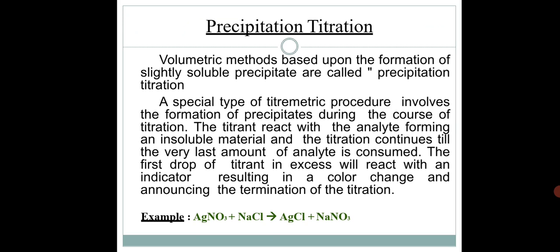So, the titrimetric procedure involves the formation of a precipitate during the titration, and in this titration the titrant reacts with the analyte forming an insoluble material. The titration continues till the last amount of analyte is consumed, and then the first drop of titrant in excess will react with an indicator and change the color, which is the end point of the precipitation titration. Let us see the example in which silver nitrate reacts with sodium chloride and forms silver chloride as a precipitate.